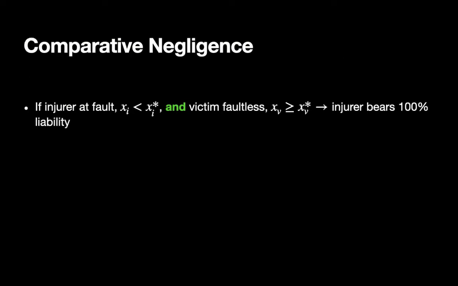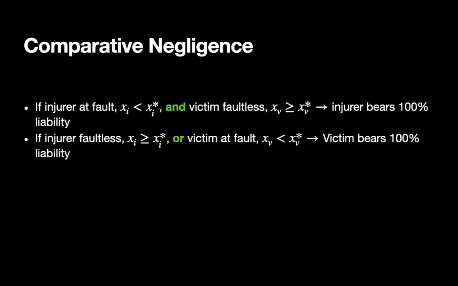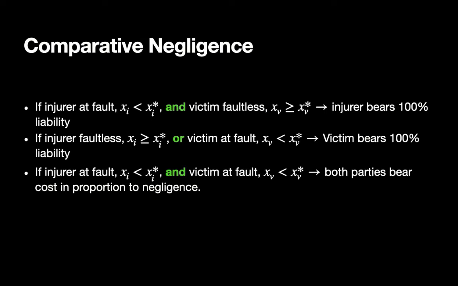We now consider a rule of comparative negligence. Under this rule, if the injurer is at fault and the victim is faultless, then the injurer bears 100% liability. If the injurer is faultless or if the victim is at fault, then the victim bears 100% liability. This rule differs from negligence with a defense of contributory negligence in how it treats a situation in which both parties are at fault. If both parties are at fault, then both parties bear the cost of damages in proportion to their negligence. Once again, the victim is the residual bearer of harm because if both parties meet the legal standard of precaution, the victim is liable.